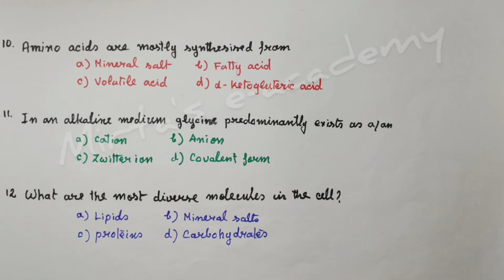Amino acids are mostly synthesized from mineral salt, fatty acid, volatile acid and alpha-ketoglutaric acid. The answer is alpha-ketoglutaric acid. Now to explain this, I have to show you the path of glycolysis and citric acid cycle.